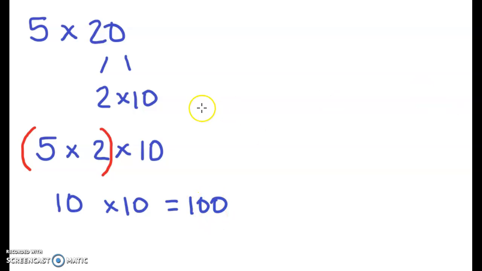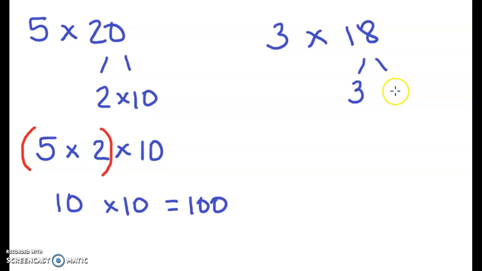Okay, I'm going to do one more just to help out. So it's 3 times, let's say it's 18. And they don't know how to multiply 3 times 18. So think of two numbers that when you multiply them, they make 18. That would be 3 times 6.